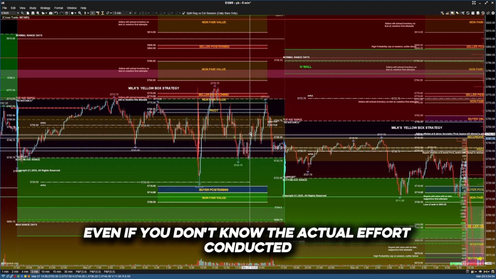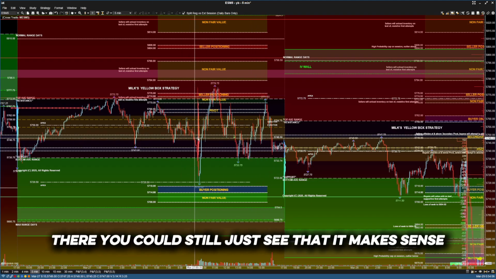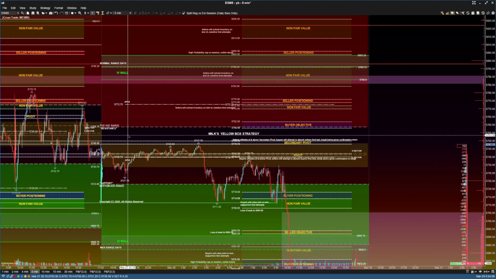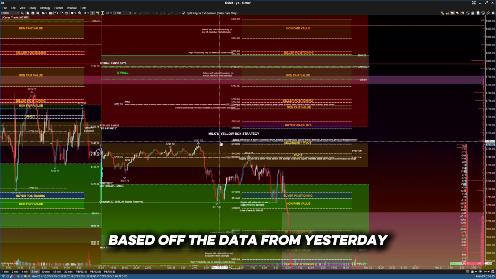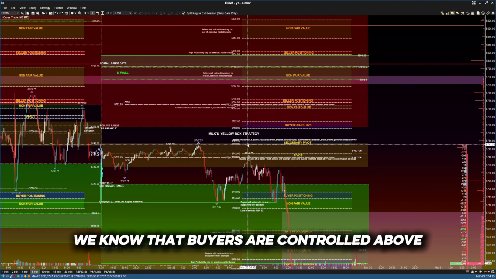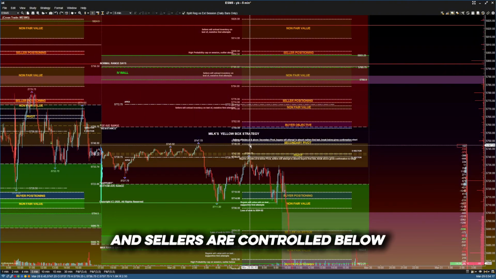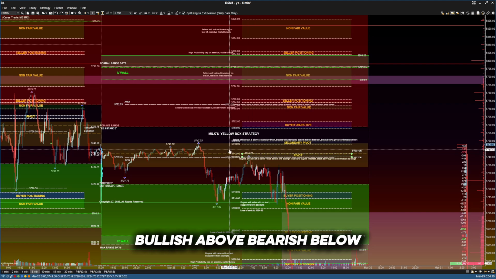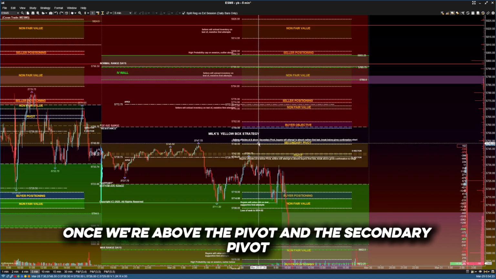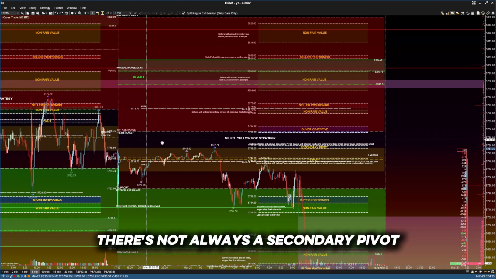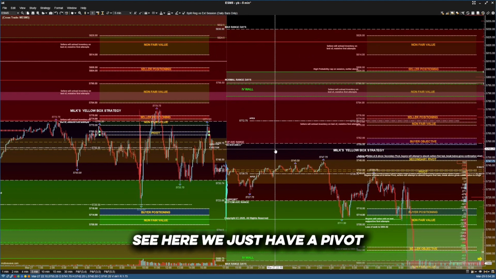Even if you don't know the actual effort conducted there, you could still just see that it makes sense. So then going into the day, based off the data from yesterday, we know that buyers are in control above and sellers are in control below, bullish above, bearish below. And so you could play these sort of like a zone once we're above the pivot and the secondary pivot. There's not always a secondary pivot. See, here we just have a pivot.